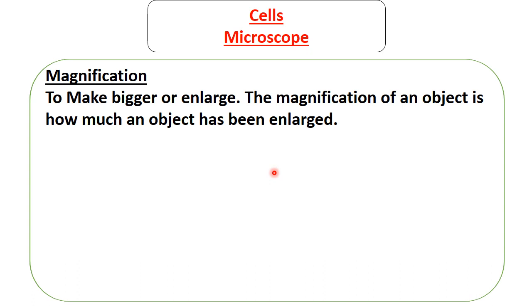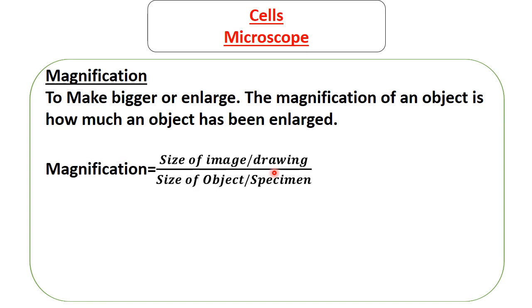And we have to study this magnification because it gives us information about how big the image, or what you are seeing in the eyepiece, is as compared to the actual image. I mean, to the actual object or to the actual specimen. The formula for magnification is size of image or drawing over size of object or specimen.